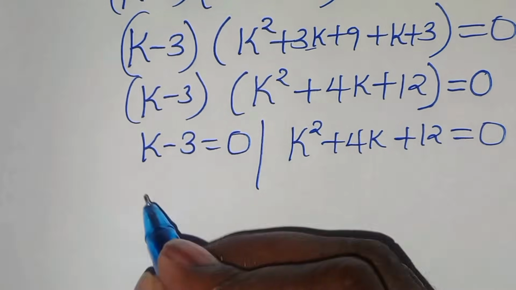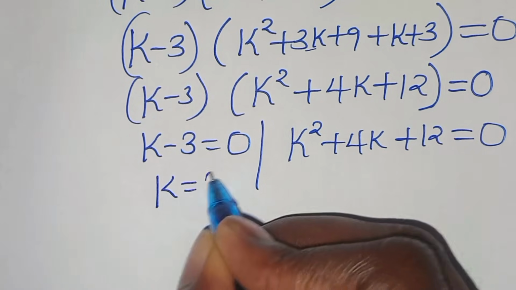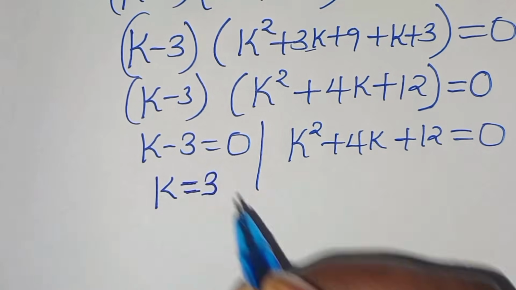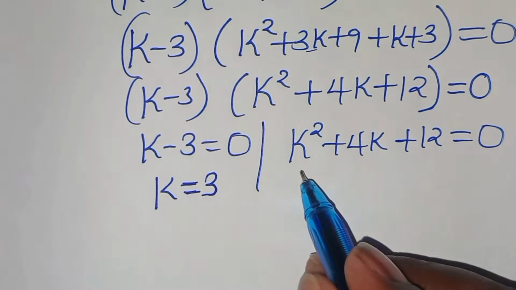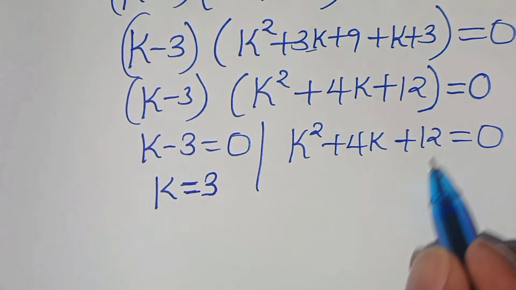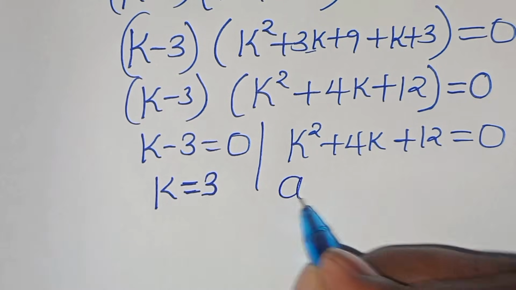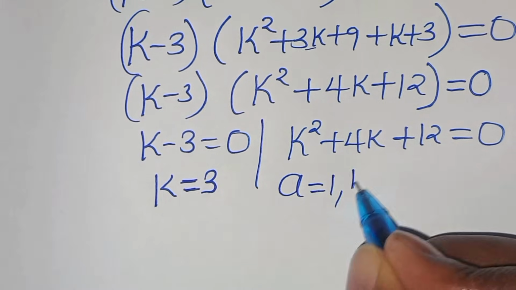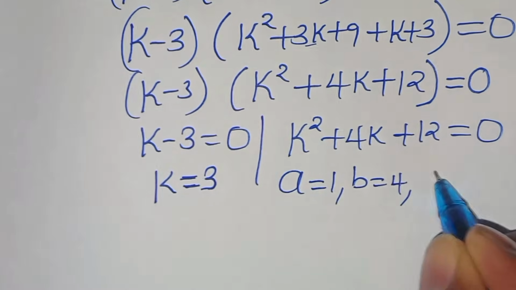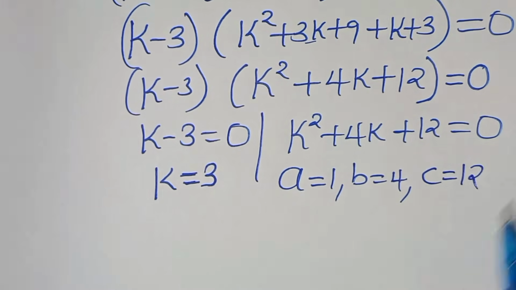Now we have that k is equal to 3. K is equal to 3. Now the next part here, this is a quadratic equation where we have A is equal to 1, B is equal to 4, and C is equal to 12.